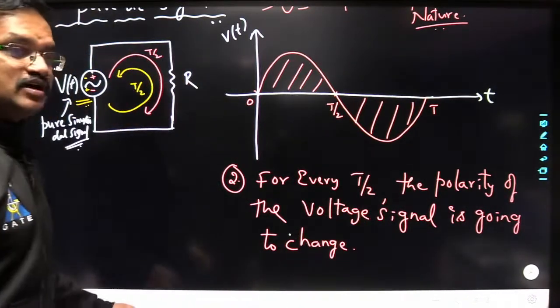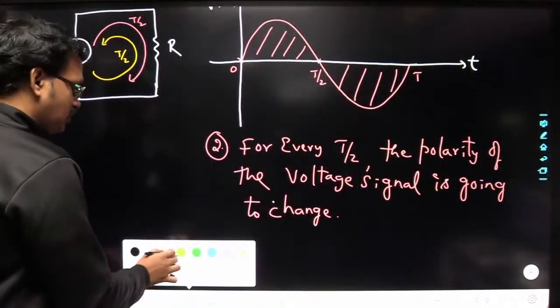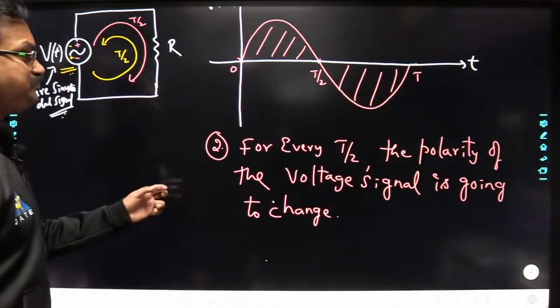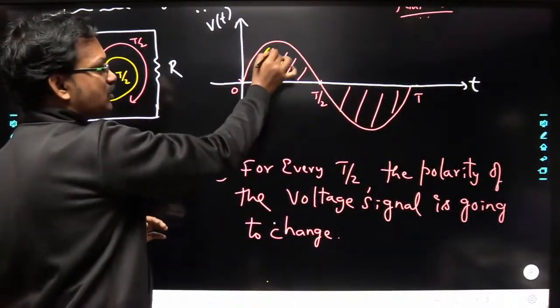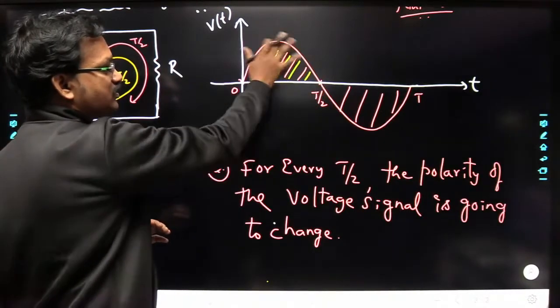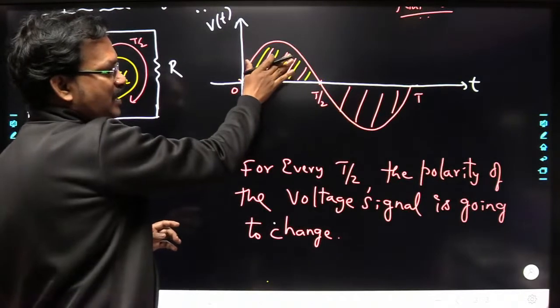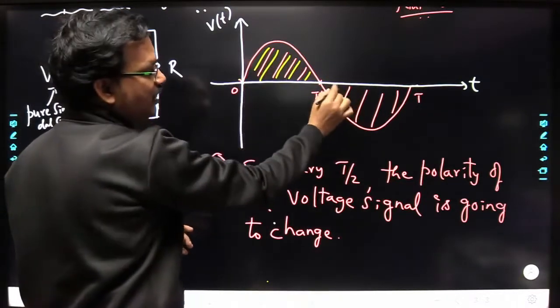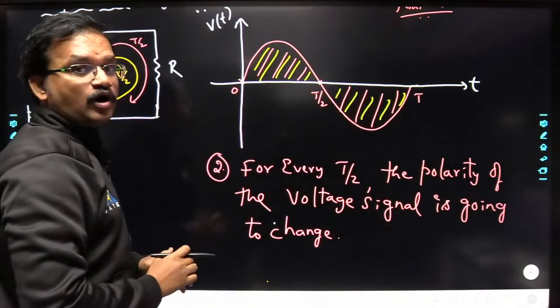Okay, so this is the second property. And what is the third one here? See here. In the positive half cycle, whatever the shape of the signal that you are seeing, the same shape has to be maintained in the negative half cycle also.